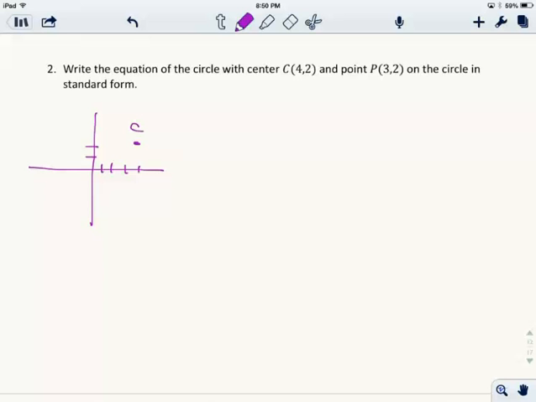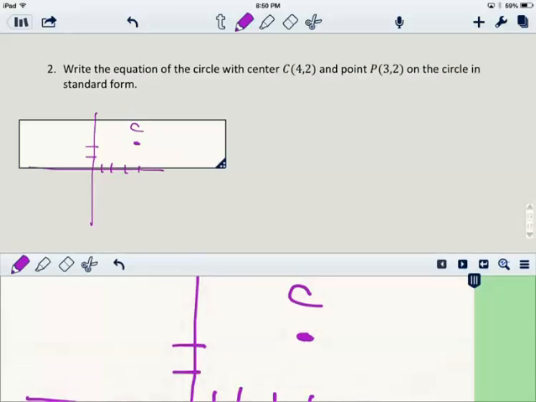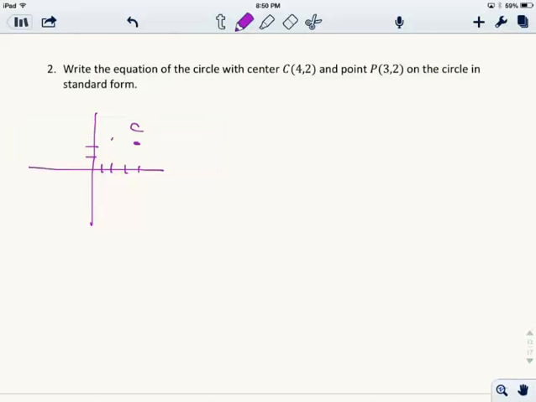A point at 3, 2 is a point on the circle. So if I were to draw this, the circle looks like that. So our radius, based on what they give us, is 1.